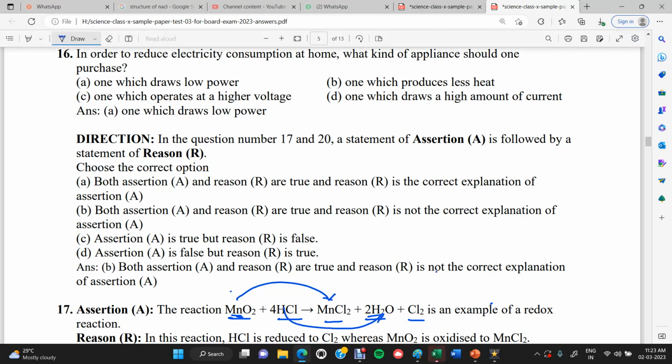Next, in this, HCl is reduced to Cl2, whereas MnO2 is oxidized to MnCl2. Right? HCl is reduced to Cl2. No, HCl is oxidized. Now, hydrogen is oxidized here. So this is not the right answer. Hydrogen is oxidized here, and MnO2 is reduced to MnCl2. So this word differs here. That is, MnO2 is reduced.